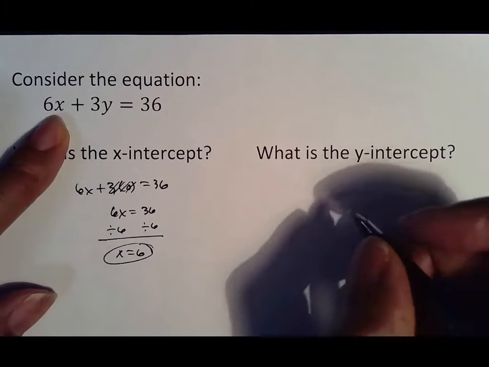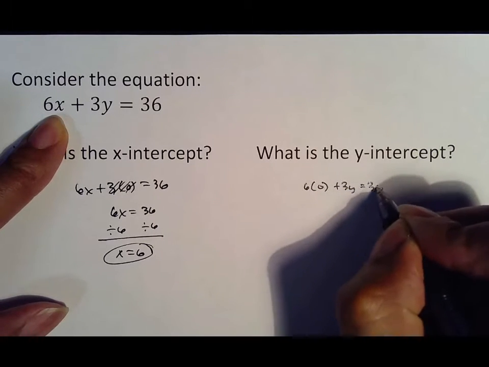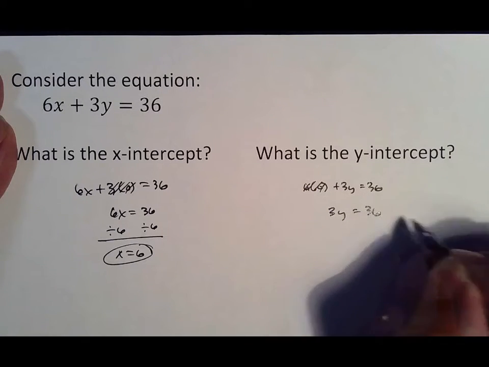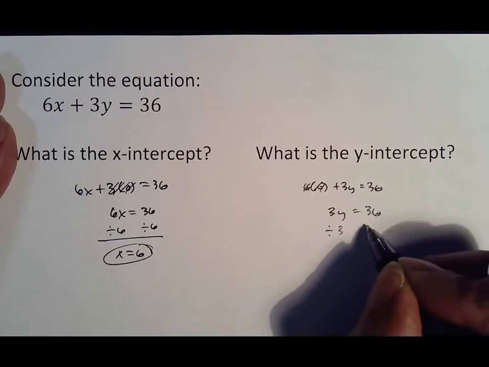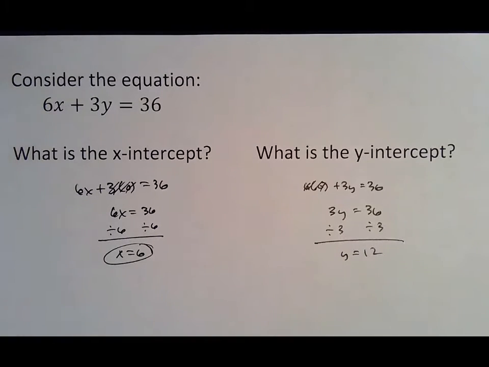What's the y-intercept? Y-intercept means put a 0 in for x because I don't care about x. So 6 times 0 plus 3y equals 36. The 6 times 0 goes away, giving us just 3y equals 36. You then divide by 3, getting y equals 12.